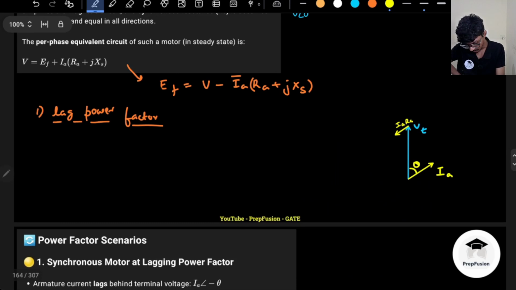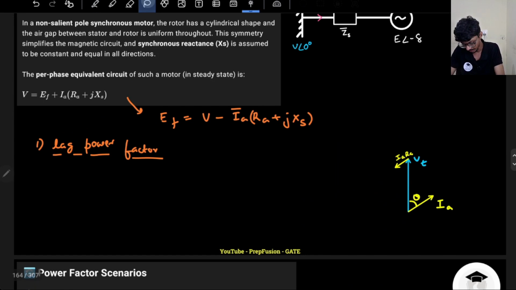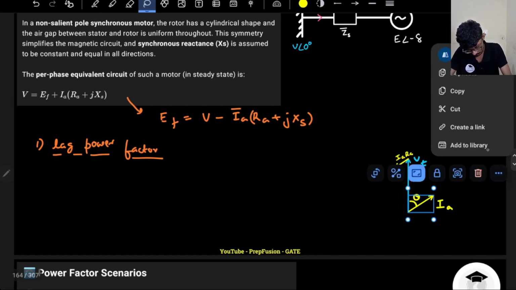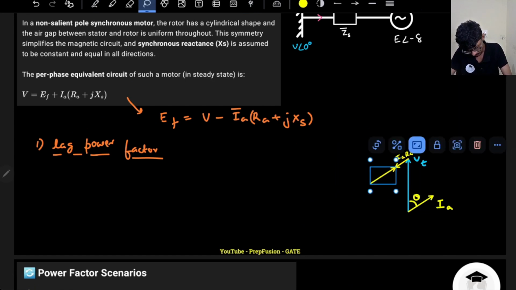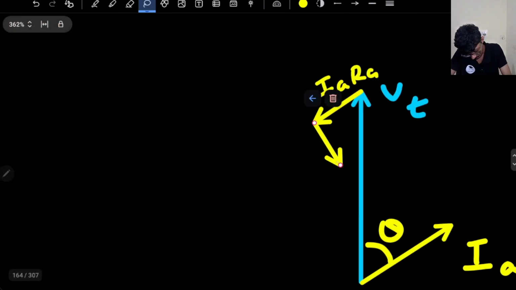What about the other one? This is minus j into IXS, so it is minus 90. It is not plus 90. Minus 90 will be in the clockwise direction, not the anti-clockwise direction. Am I right? Yes, minus 90 will be in the clockwise direction. So this is minus 90.